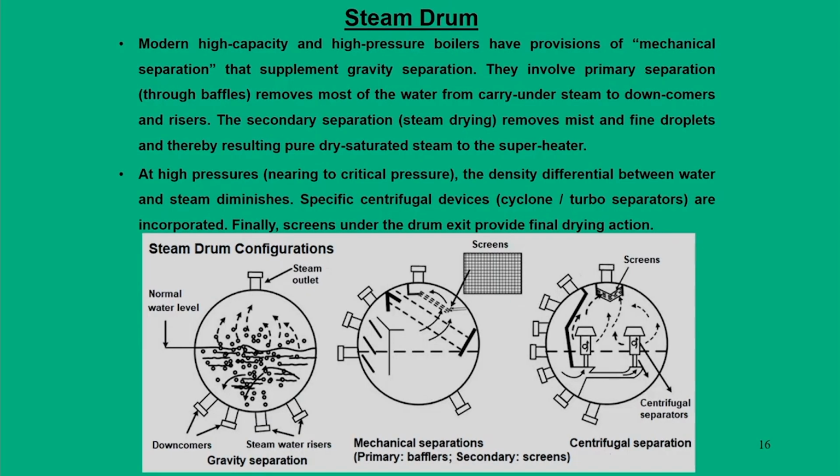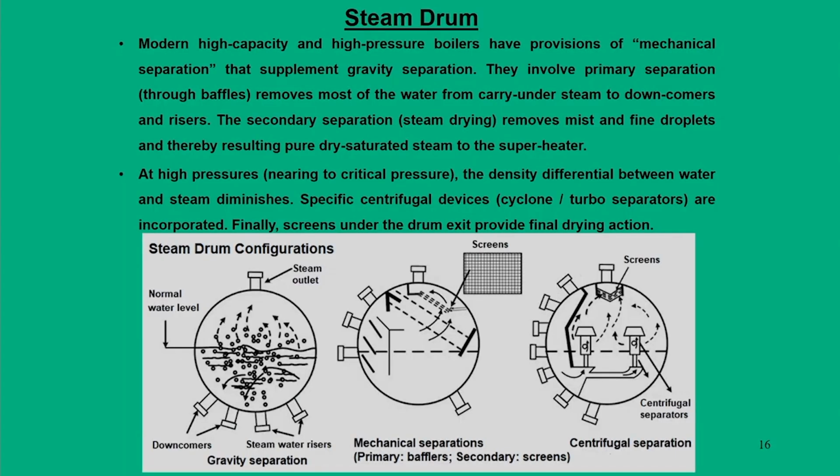Now, for very high pressures nearing the critical pressure, particularly when you are using a once-through boiler, we expect that the steam production has to be continuous and at a higher rate, because we are operating at very high pressures. To do that, we have to forcibly allow the saturated steam to get out of the steam drum. For that we have centrifugal separator devices incorporated, and finally screens are also used at the drum exit for the final drying action.